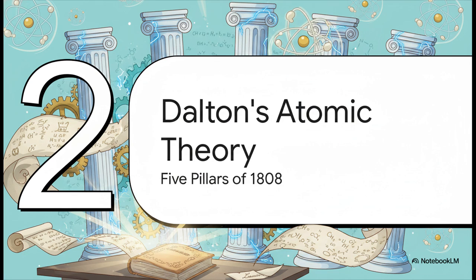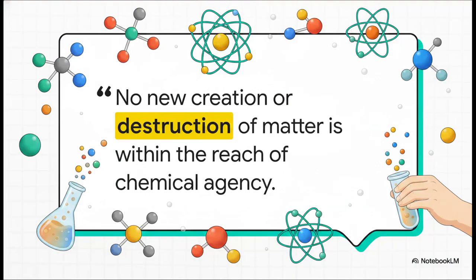Part 2. Dalton's atomic theory, the 5 pillars of 1808. Dalton managed to synthesize the chemical laws observed by his predecessors into one unified, elegant theory of matter. I want to share a quote directly from his groundbreaking 1808 publication, A New System of Chemical Philosophy. He wrote, "Chemical analysis and synthesis go no farther than to the separation of particles one from another, and to their reunion. No new creation or destruction of matter is within the reach of chemical agency."